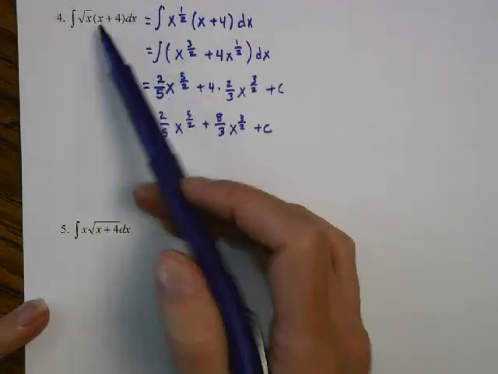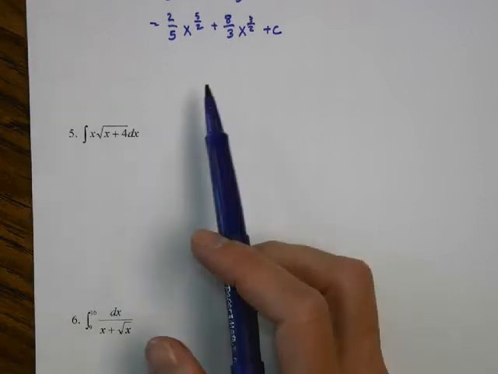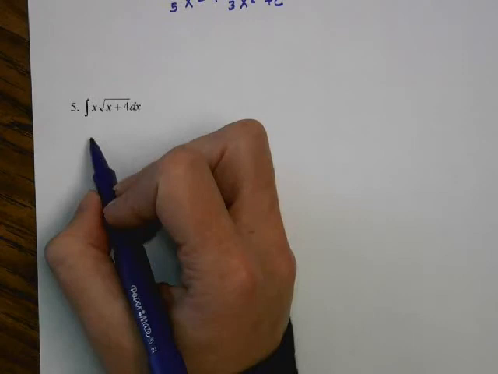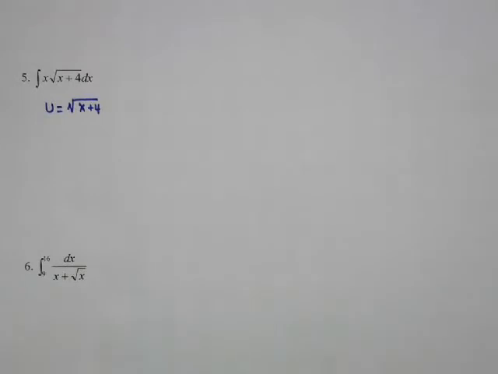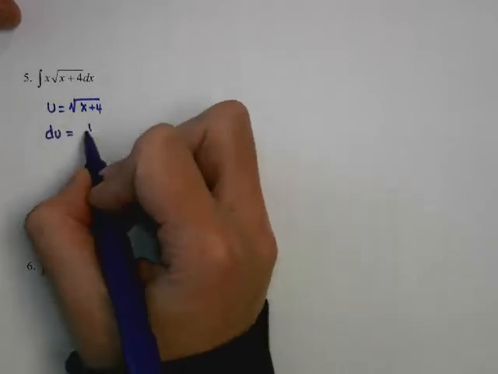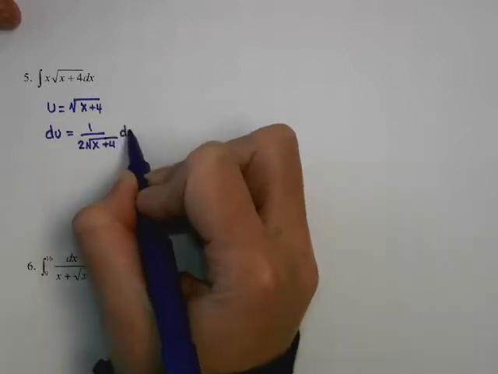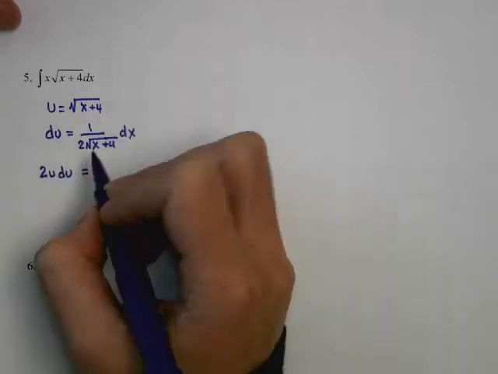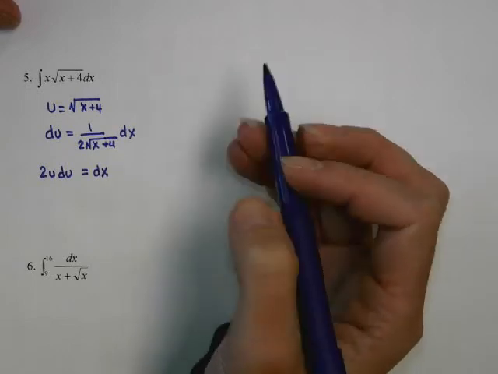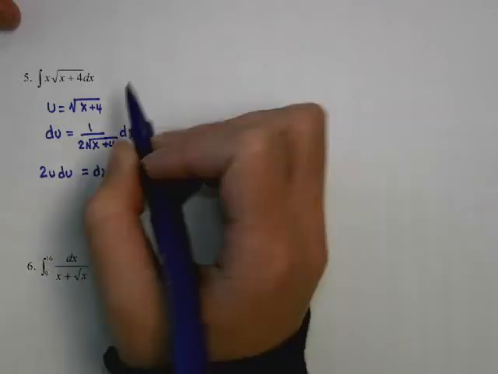I can do that with a polynomial. I cannot do that with a radical, though. I can't just multiply that in. But we know we can get rid of the radical if we let u equal square root of x plus 4. So du is 1 over 2 root x plus 4, which is u. So multiply that over. So 2u du equals dx. That gets rid of this. That replaces that. X, however, I have to deal with.